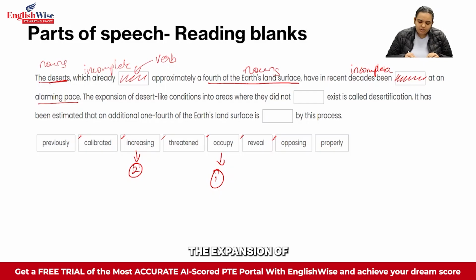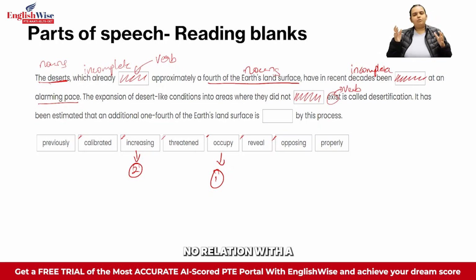Okay. The expansion of desert-like conditions into areas where they did not dash exist is called desertification. Okay, again let us read this sentence without the blank here. The expansion of desert-like conditions in areas where they did not exist is called desertification. Now over here you see the sentence sounds complete to you. So either you will put an adjective or an adverb. Now based on the position of the sentence, I can see that this word is a verb. That means there is no relation with a noun, so you'll go with an adverb. Now there are only two adverbs given to you over here. So this is my adverb and this is my adverb here.